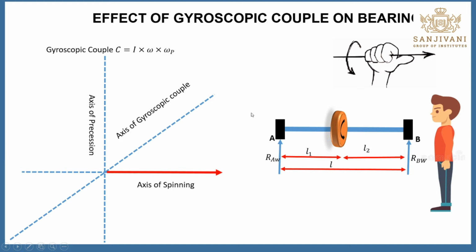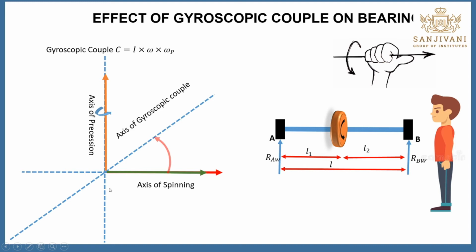Now that rotor rotates in the anti-clockwise direction when viewed from the top. That is the condition given. Now what we need to do is rotate this spinning vector in the anti-clockwise direction. Just try to understand, this is the spinning vector. We need to rotate it in the anti-clockwise direction till it approaches the third axis.